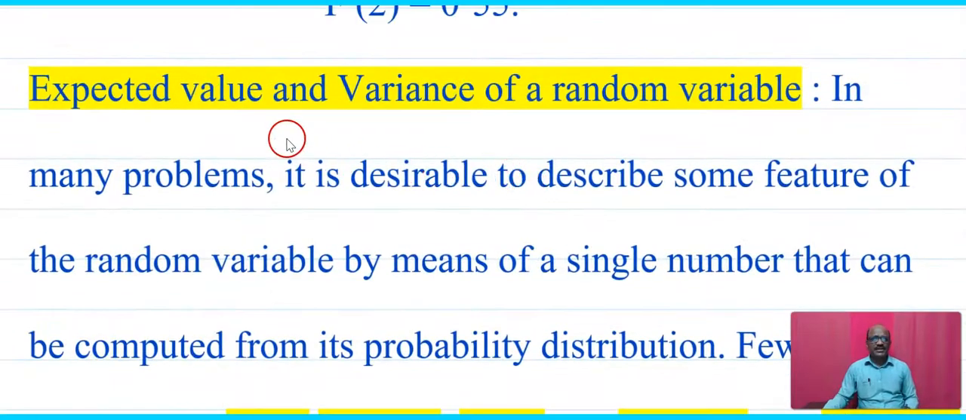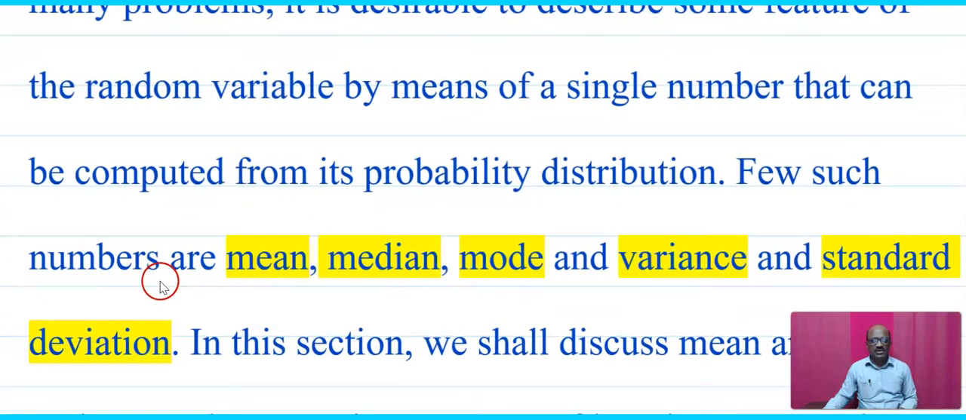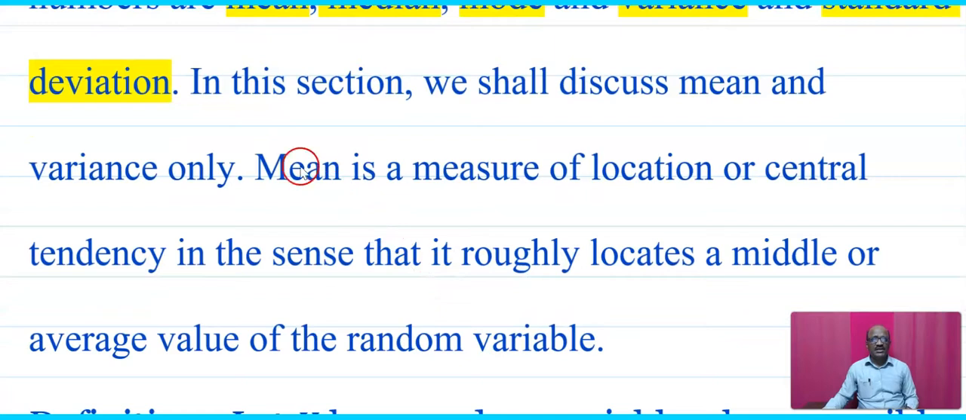Next, expected value and the variance of a random variable. In many problems, it is desirable to describe some feature of a random variable by means of a single number that can be computed from its probability distribution. A few such numbers are mean, median, mode, variance, and the standard deviation. In this section, we shall discuss the mean and the variance only.